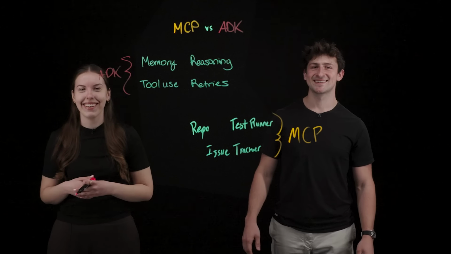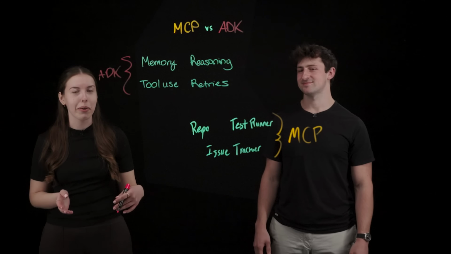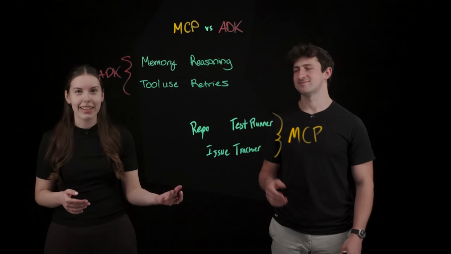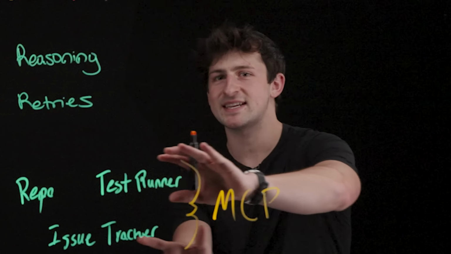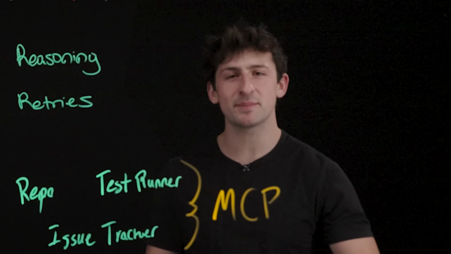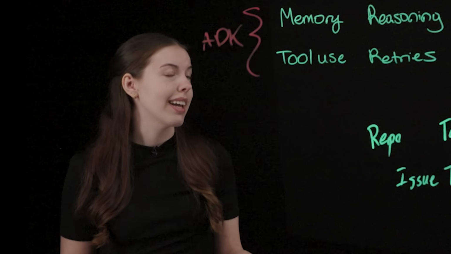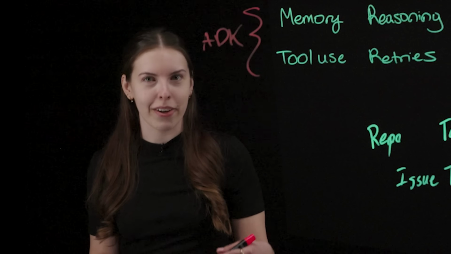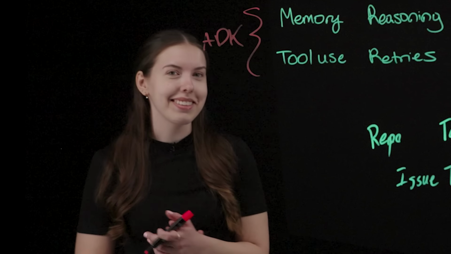I get it. So to wrap it up, if you're building AI agents, you're going to hear a lot about both MCP and ADK. Don't let the names confuse you. Right? Because MCP solves the connectivity problem, and ADK solves the orchestration problem. They're complementary, and they're not competitors. Yeah, and the real question isn't which one, it's what problem am I solving right now? And hopefully this video gave you the context that you needed.